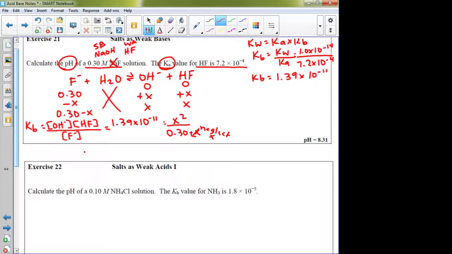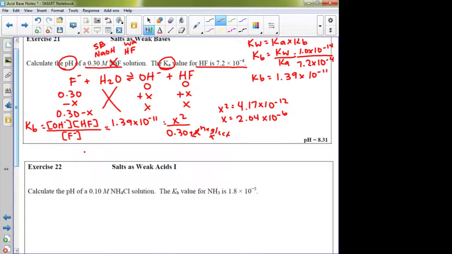Our next step is to cross multiply. And so then you should get that x squared is equal to 4.17 times 10 to the negative 12th. So then to solve for x, I'm going to square root it. So I get x is equal to 2.04 times 10 to the negative 6.